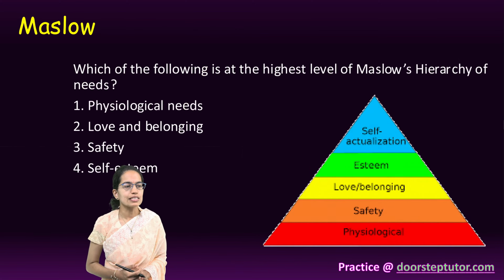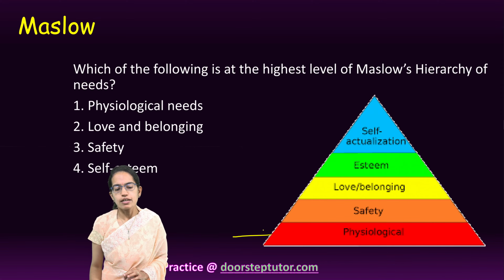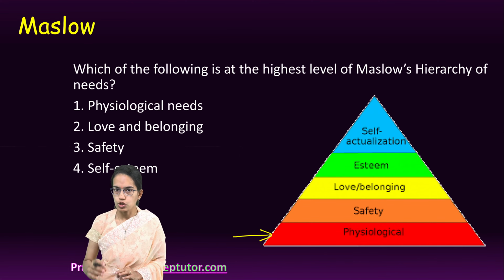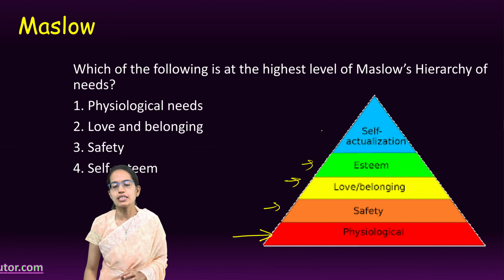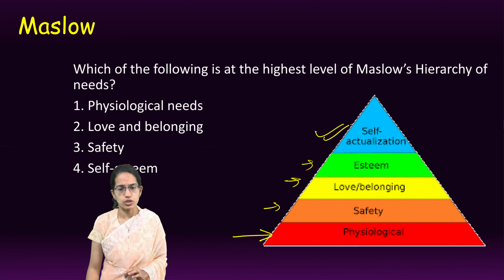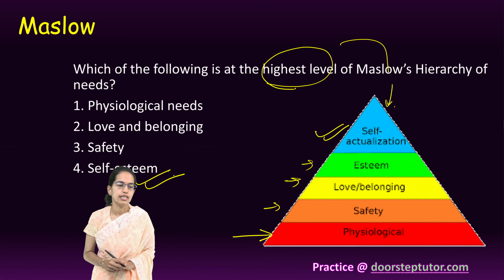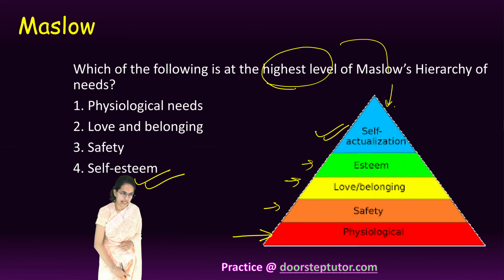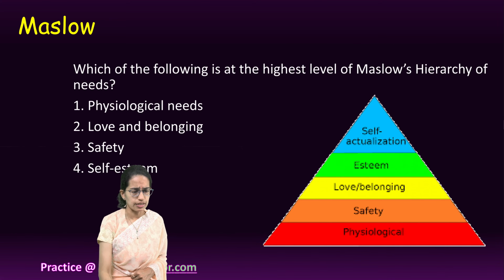The next is Maslow's hierarchy. Under Maslow's hierarchy, the first basic needs are the physiological needs, followed by safety, love and belonging, esteem, and finally the need of self-actualization, which is the highest level. So only if you remember this diagram itself, you would be able to answer the question. So the correct answer here is 4, which is self-esteem. Another very basic, very fundamental question that was asked.